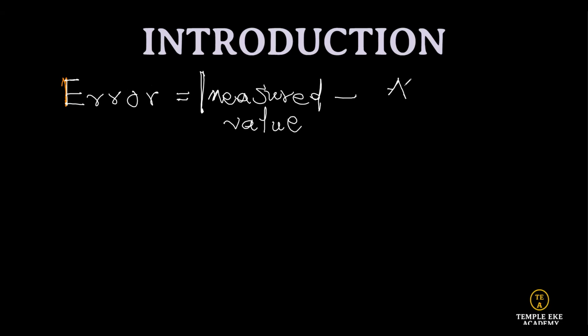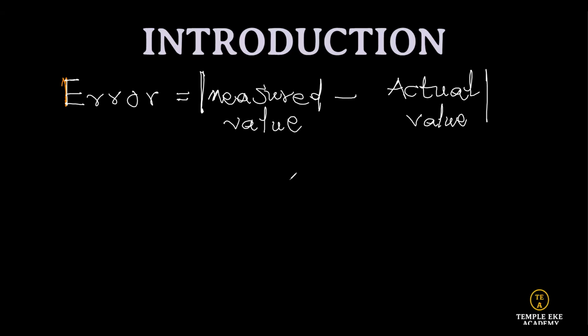So the term error simply tells us the difference between our measured value minus the actual value. So it is an absolute value here: the measured value minus the actual value, the absolute value of this. So it can either be positive or negative. For example, if the measured value is less than the actual value, then we get a negative answer for the error. And if we have the measured value being greater than the actual value, then we have a positive value for the error. So we're taking the absolute value as the error.